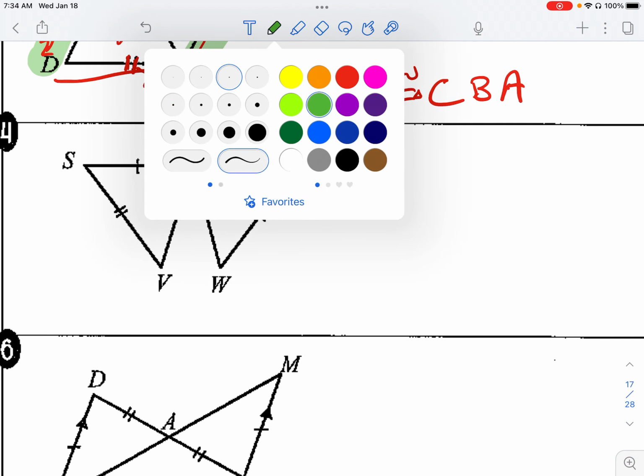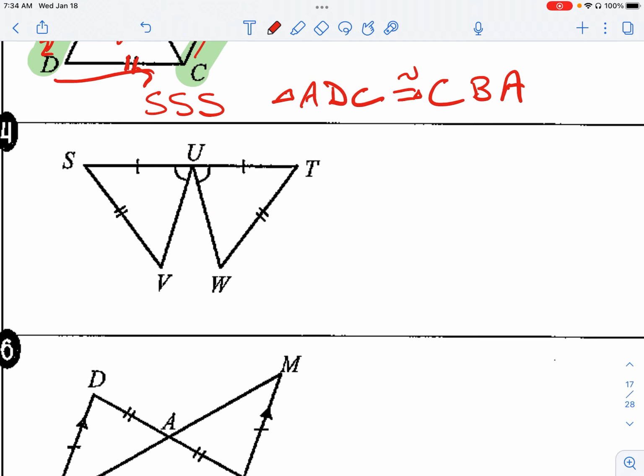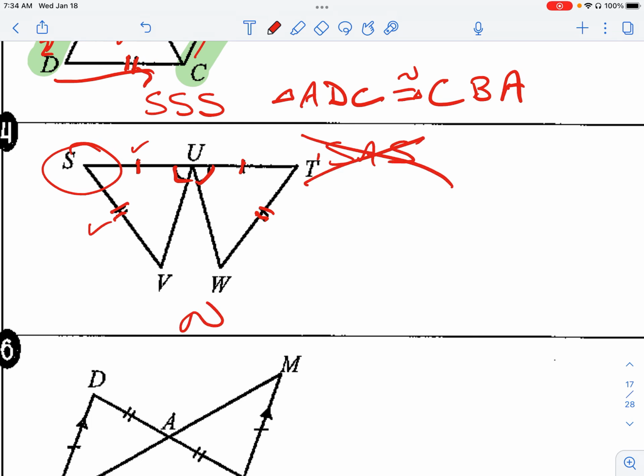Let's look at another example. Here we have side, side, two sides. We have an angle. So we have side, angle, side. But wait, side, side, that would be this angle. So these are not congruent because the angle needs to be between the sides.